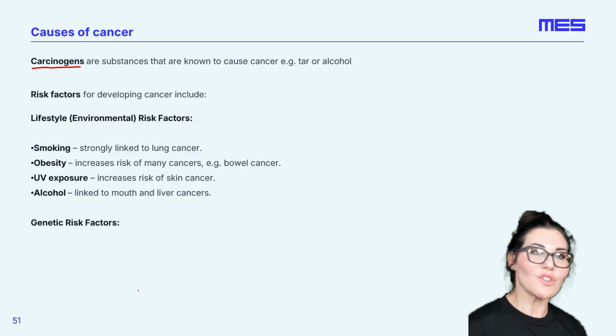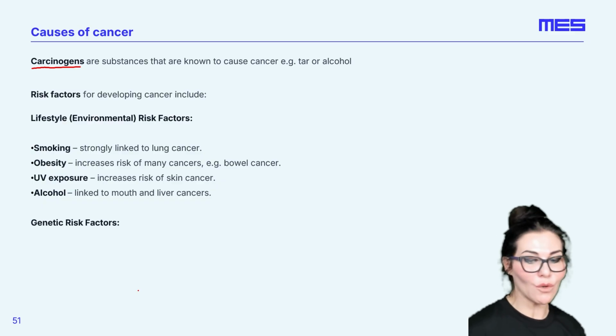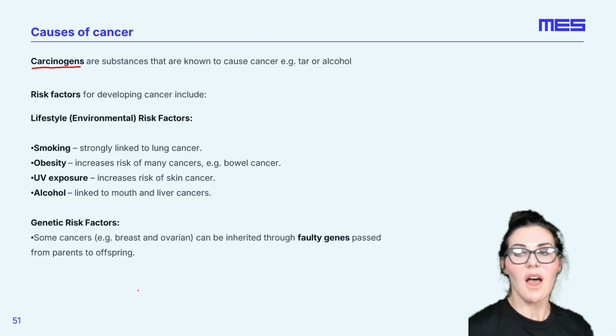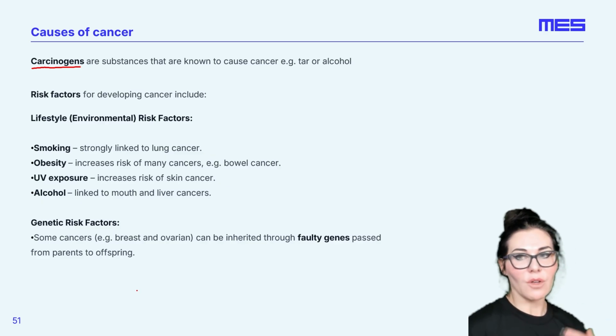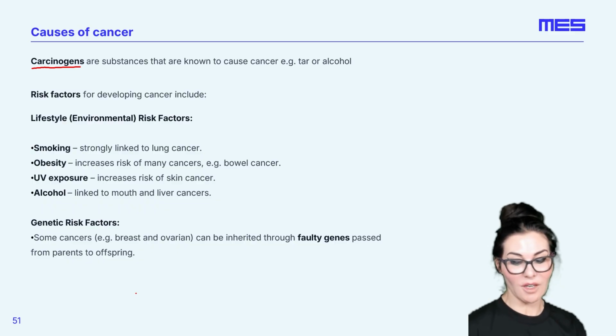But genetics does play a part in cancer as well, unfortunately. There are some genes within families which can lead to tumour development, and they are faulty genes. The ones that are most common are genes that cause some kinds of breast cancers and some kinds of ovarian cancers in women, and they can be passed on from parents to offspring, unfortunately.